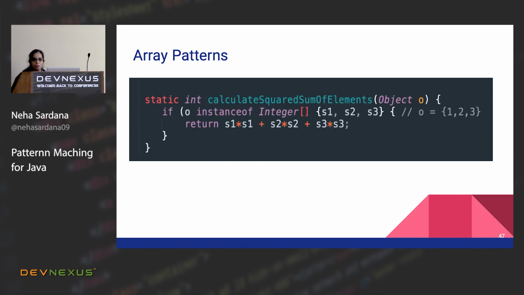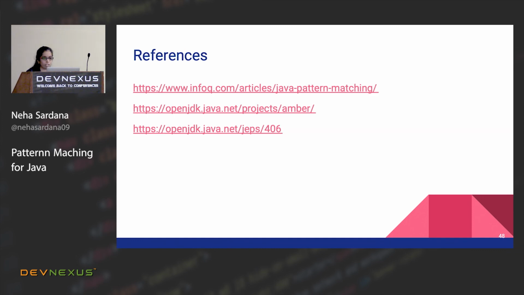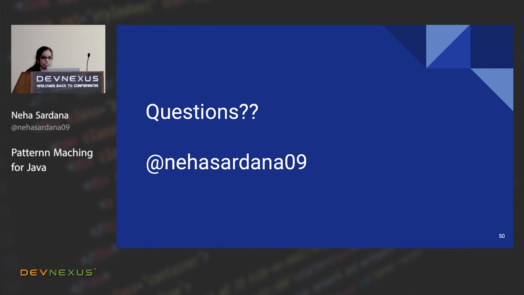And this is array patterns as well. I'm sorry, I'm missing a bracket here. I just noticed. But you can also deconstruct arrays. If you have an integer array with three values and you want to do some squared sum operations on all the elements, you can use this, and that will be your array patterns. Any questions? I'm at the end.